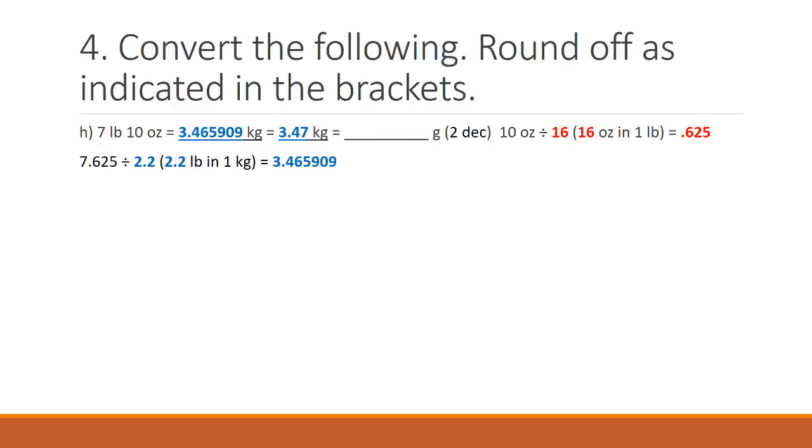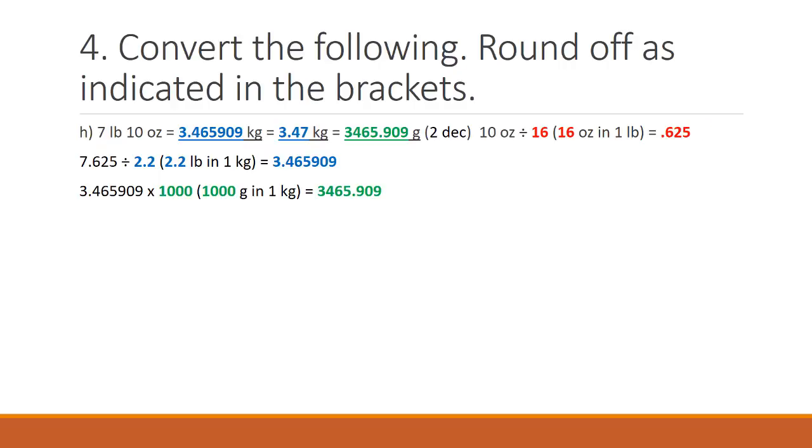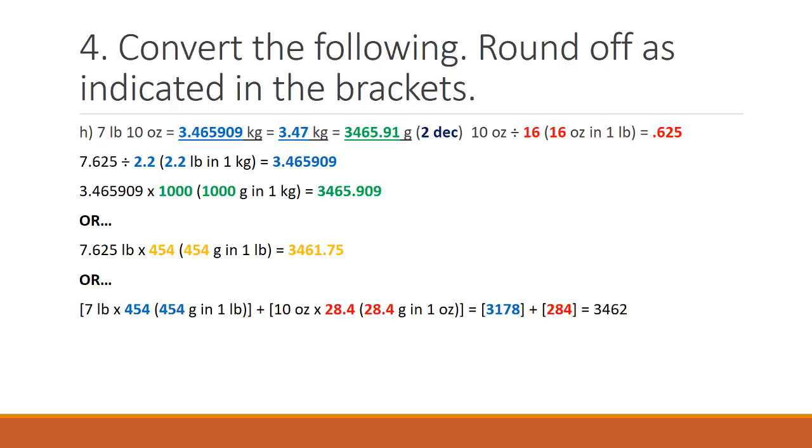Now I need to take that same 7.625 pounds and go to grams. I will start off with the unrounded kilograms, 3.465909, multiply it by 1,000, the amount of grams in a kilogram, and I get 3,465.909, which rounded off to 2 decimal places gives me 3,465.91 grams.